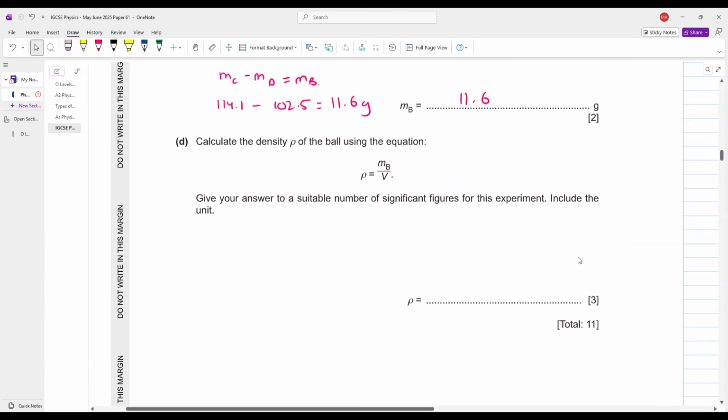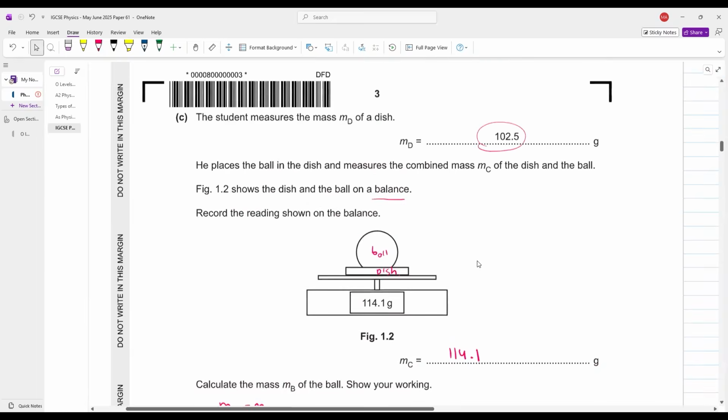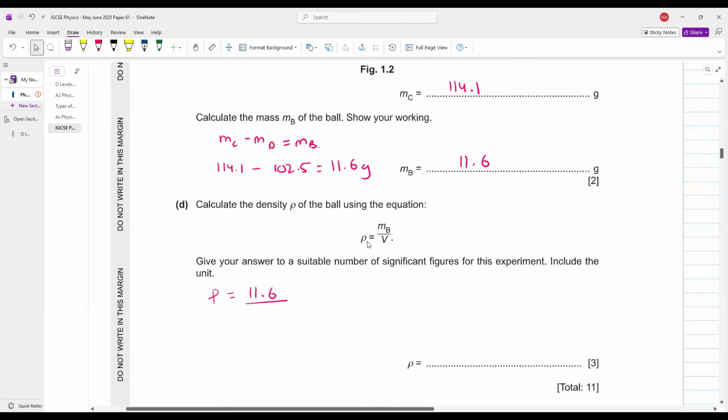आगे बढ़ते। Calculate the density of the ball. Give your answer to a suitable number of significant figures for this experiment. Include the units. Okay. वो mass क्या था? 11.6. What was your volume? 9.1.